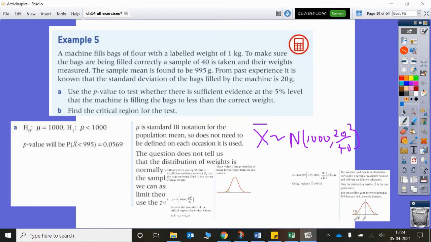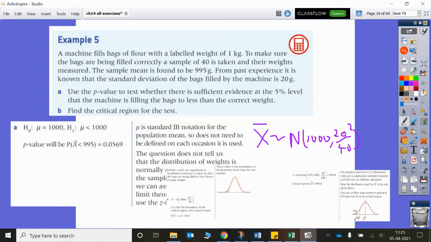We can go to our calculator now, and we can go directly to Scratchpad. We go to menu, probability and distributions, and we're looking for normal CDF. Here the lower bound is minus infinity, but you can put in some incredibly low number, like minus 999, or numbers even lower than that. And the upper bound here is going to be 995.